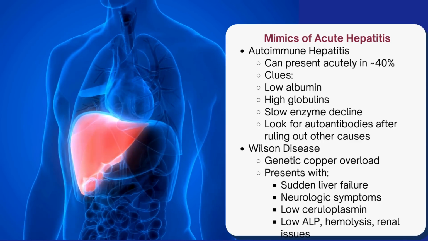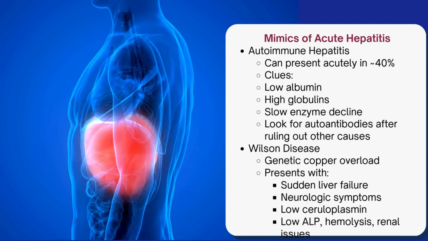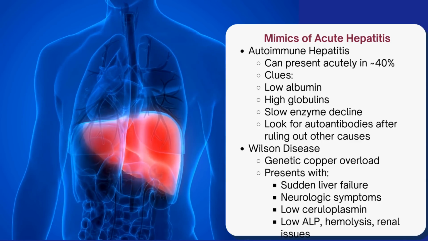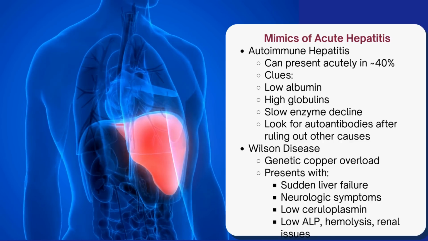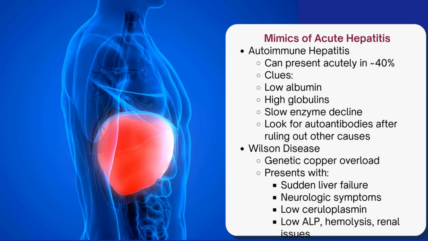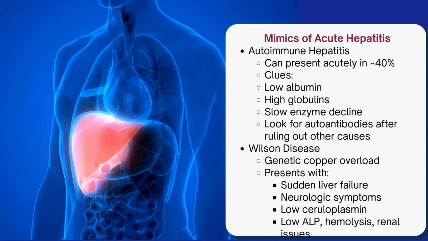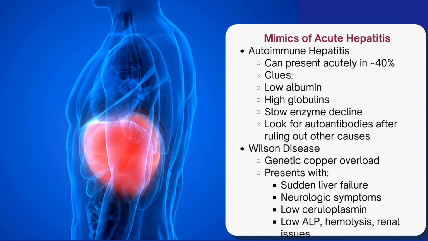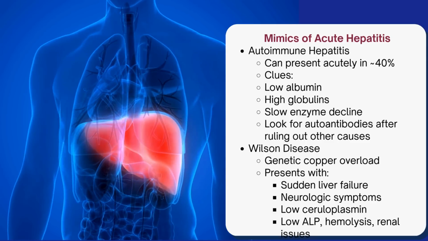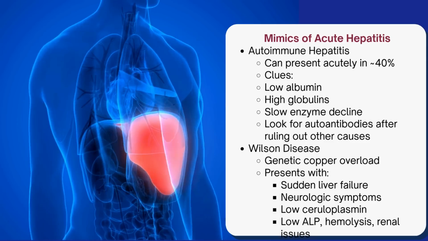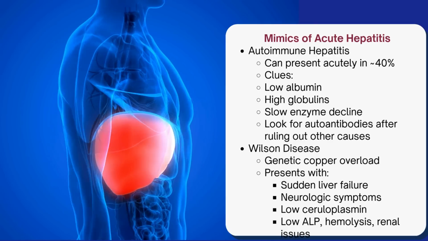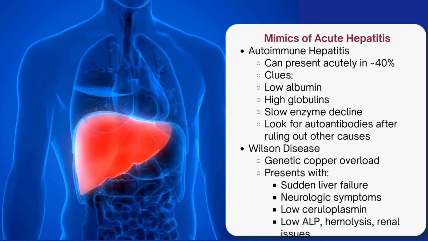Now for 2 important mimics of acute hepatitis: autoimmune hepatitis and Wilson disease. Autoimmune hepatitis is usually chronic but can present acutely in up to 40% of patients. Clues include low albumin, high globulins, slower enzyme decline. Diagnosis: exclude other causes, then look for autoantibodies.